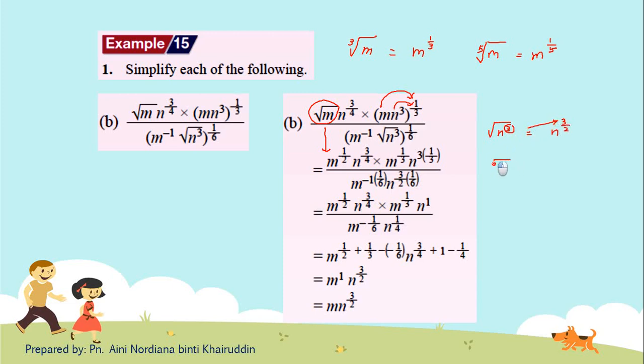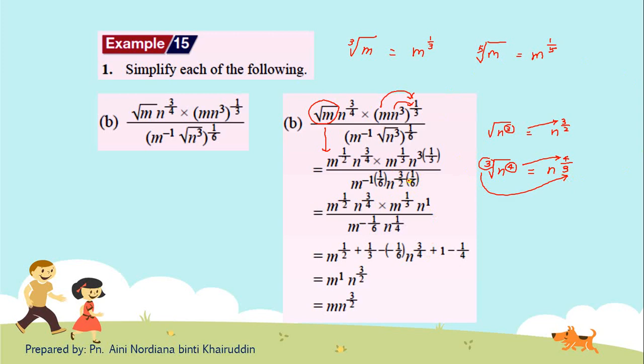If you have a question like this, let's say I change this to 4, so it becomes n to the power of 4 over 3. The power here, you put in the numerator, then this you put as the denominator.